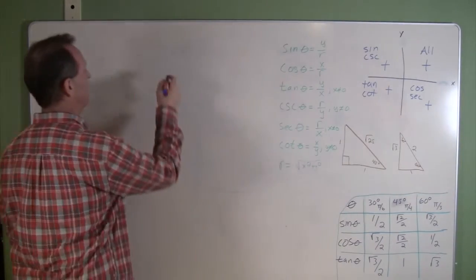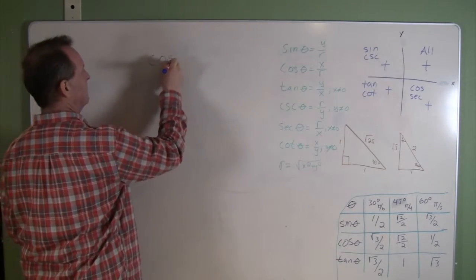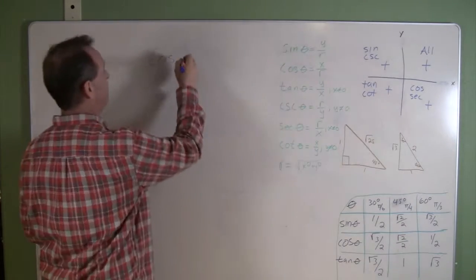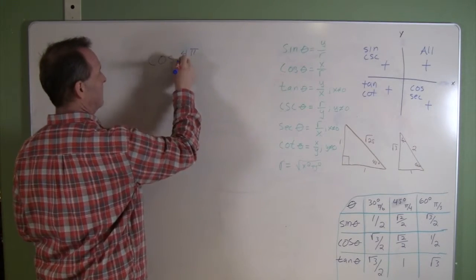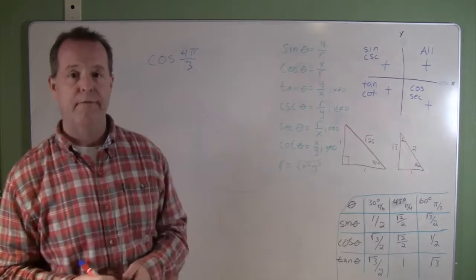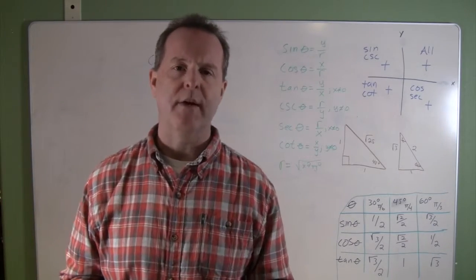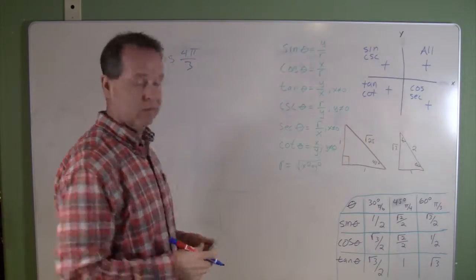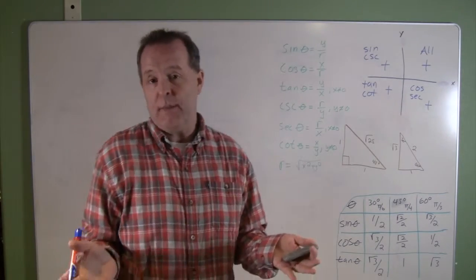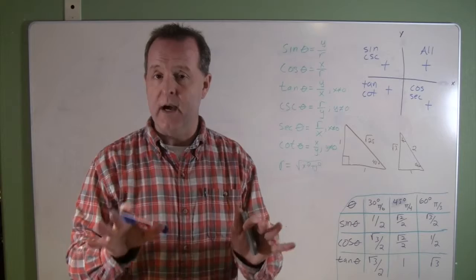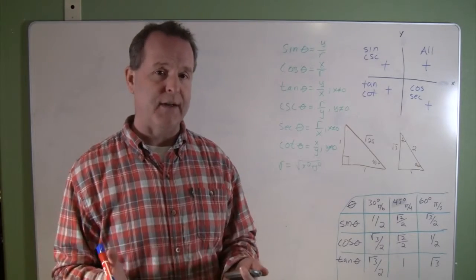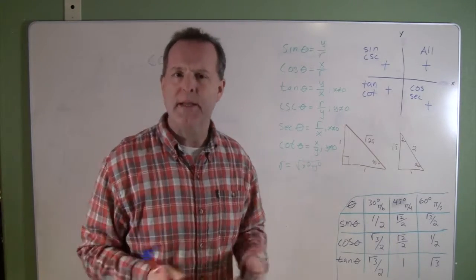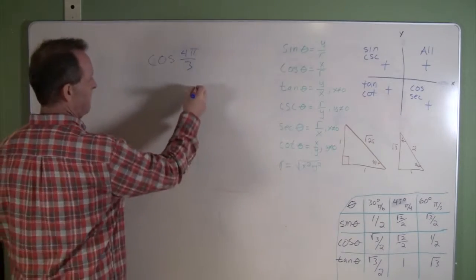So the cosine of 4 pi over 3. And we want to find its exact value. Probably the easiest way to do that, it would be easy if it was already an acute angle, but it's not. So let's find its reference angle, which is basically helping us get its acute angle.